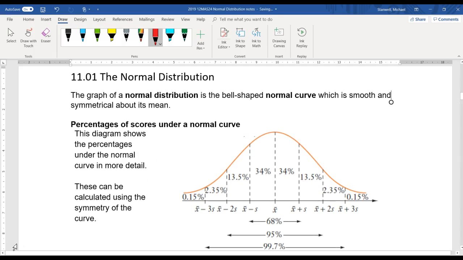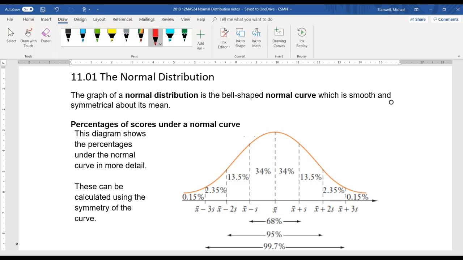Let's say I have a mean of 50 and a standard deviation of 10. Then 34% of scores would be between 50 and 60, between the mean and one standard deviation above the mean. About 1/3 of all scores in normally distributed data fall between the mean and one standard deviation above the mean, and equally between the mean and one standard deviation below. So from one standard deviation below to one standard deviation above, with a mean of 50 and standard deviation of 10, we would expect about 2/3 of all people to get a score between 40 and 60.